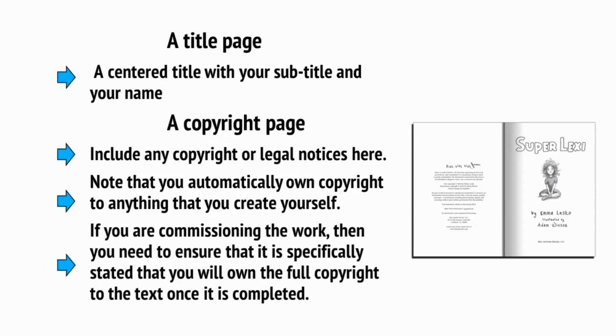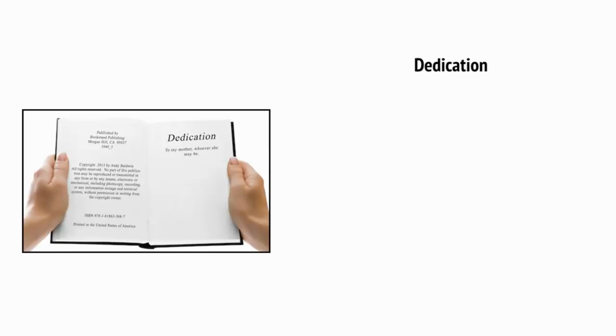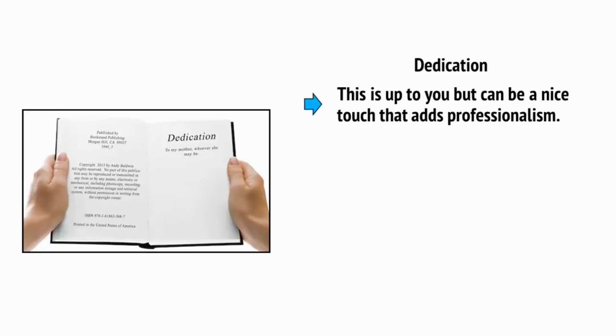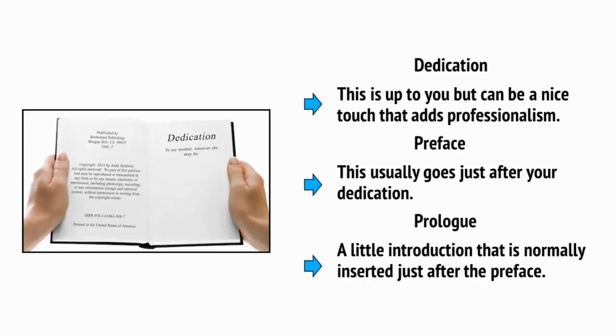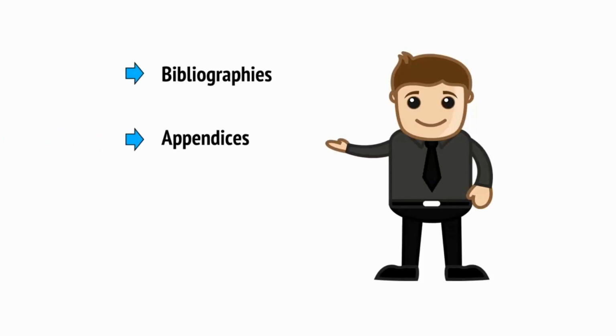If you're commissioning the work, then you need to ensure that it is specifically stated that you will own the full copyright to the text once it's completed. You can add a dedication, and this is up to you, but it can be a nice touch that adds professionalism. Then there's the preface, which usually goes just after your dedication. A prologue, and that's a little introduction that's normally inserted just after the preface. Bibliographies, appendices, notes, and glossaries.